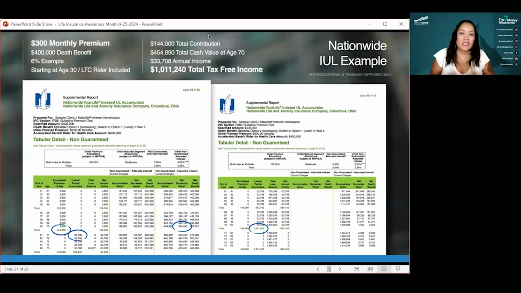This is a male policy. Female rates are different. It doesn't have to be a $400,000 benefit. This type of strategy actually starts at $100,000. There's so many ways to structure this. This is just an example.